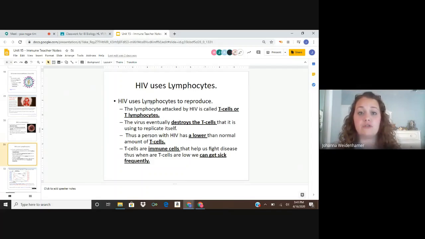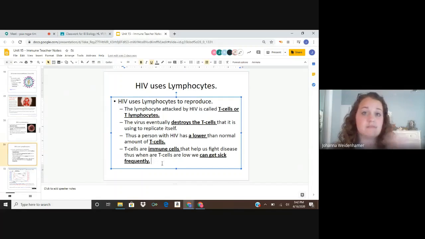HIV, this virus, uses lymphocytes, like T cells, to reproduce. Now, the lymphocyte is attacked by HIV, and those lymphocytes are T cells. The virus is going to eventually destroy those T cells that the virus is using to replicate in. Thus, a person with HIV has a lower than normal T cell count. Now, why would this be bad? Exactly. T cells, again, are the ones that recognize that there's an intruder in the body or a pathogen in the body.